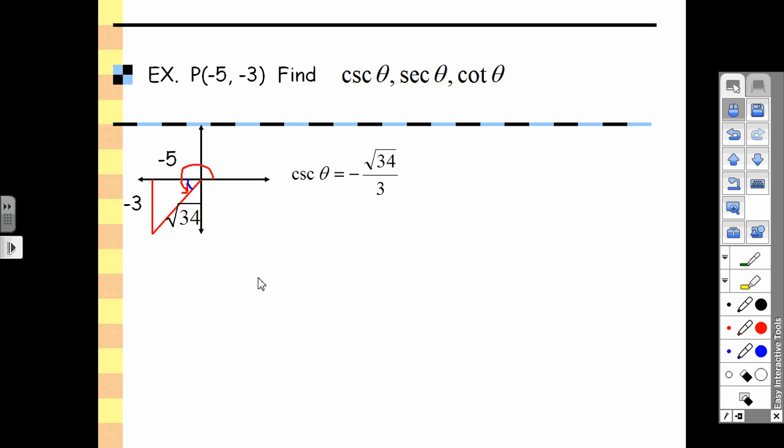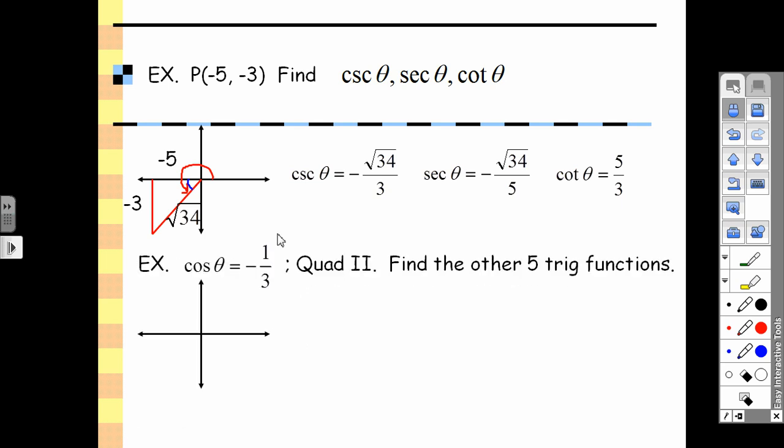Okay, so let's first start with cosecant. Cosecant was the reciprocal of sine. So if we look at our triangle, sine was opposite over hypotenuse, so now we're doing hypotenuse over opposite. So -√34 over 3, which is nice, we don't have to rationalize. Okay, next one is secant. So secant is the reciprocal of cosine. So cosine would have been -5 over √34, so now we're -√34 over 5. And then cotangent, which would have been 3 over 5, is now 5 over 3. So not too bad, okay?